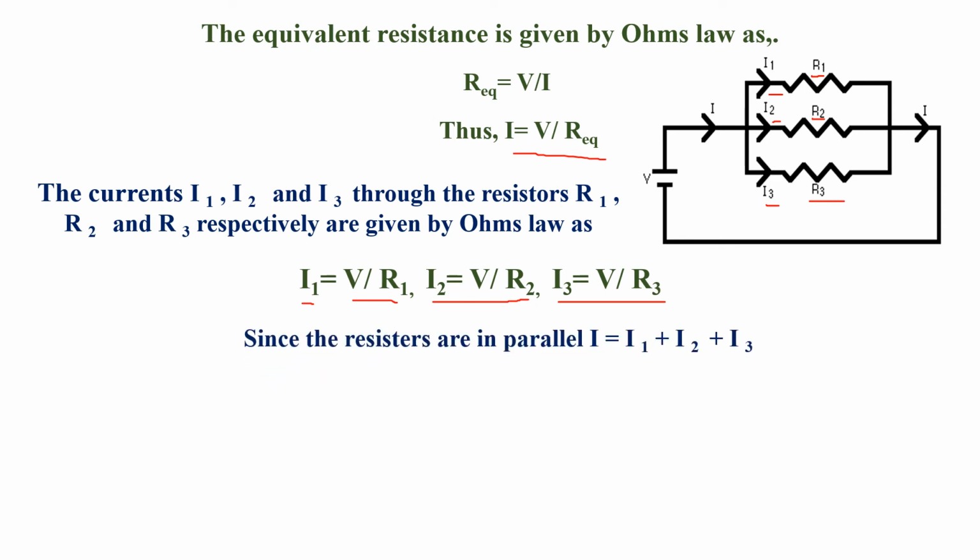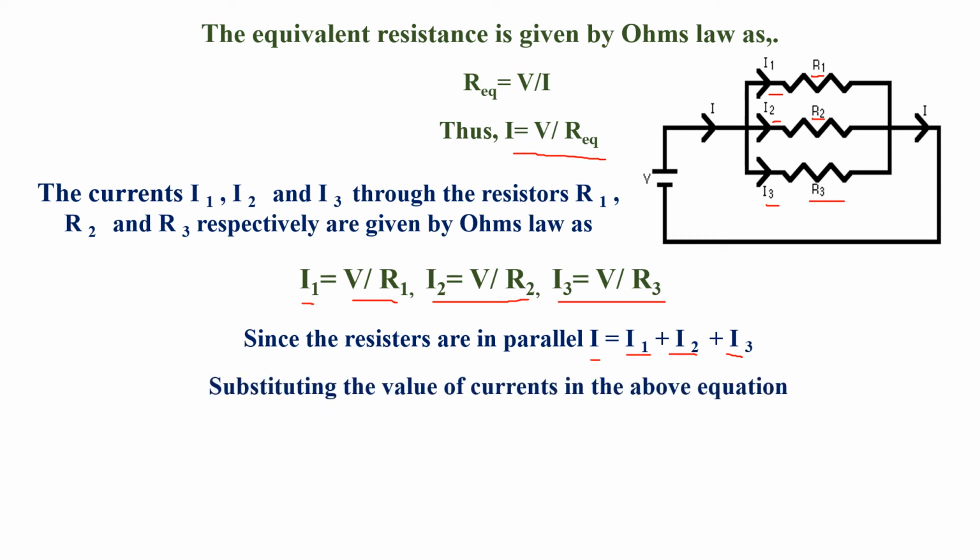And since the resistors are in parallel, I is equal to I1 plus I2 plus I3. Why? Because the resistances are in parallel. Now in series, what did we say, Nana? V is equal to V1 plus V2 plus V3, because V is shared there and I is constant. Here I is being shared and V is constant. So, we take I is equal to I1 plus I2 plus I3. Okay.